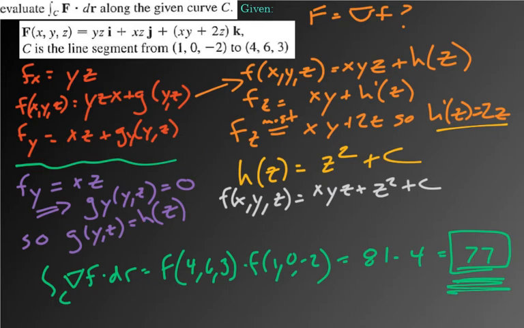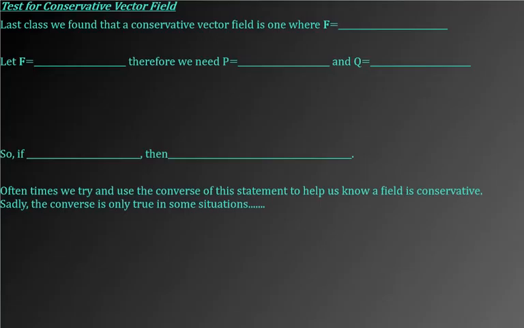That's a good example to show why this technique is so easy for conservative vector fields. You don't even ever need to bring in parameters of t or anything. You just have to figure out what this function f of xyz is, and then you've got the capability to just do f of the endpoint minus f of the beginning point. This is that fundamental theorem right there.